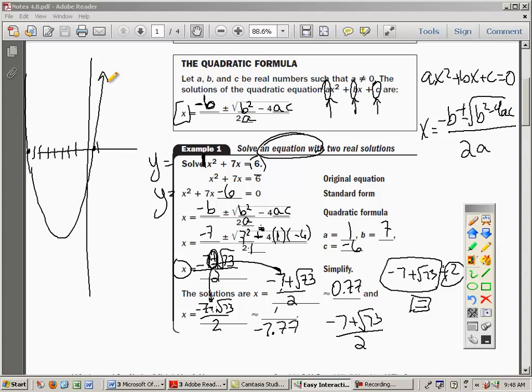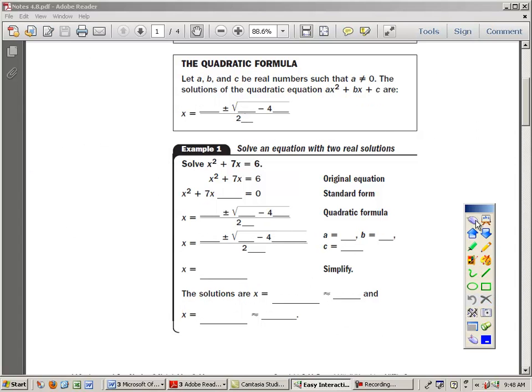I don't know the value of the vertex, and I really don't care. I do know that the y-intercept is negative 6, though, right? That's (0, negative 6). And I also know that the x-intercepts in this case are there and there, and we can get that from our two solutions from the quadratic equation. All right? So let's try another example.